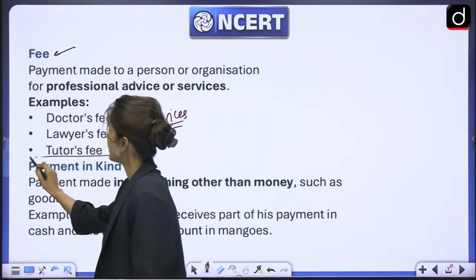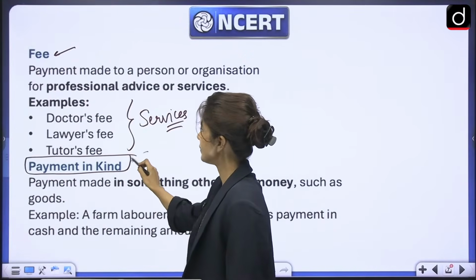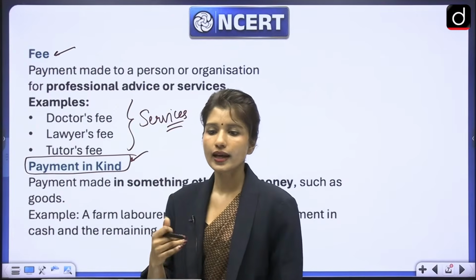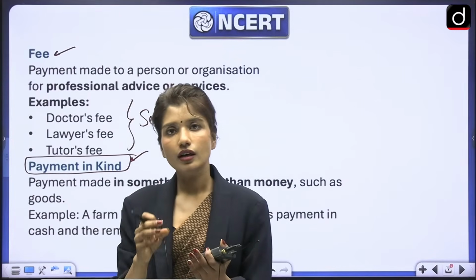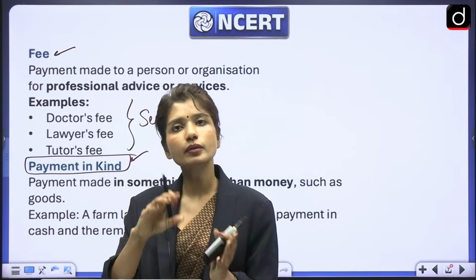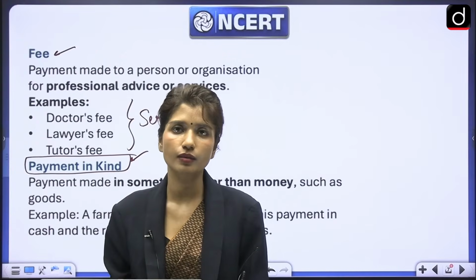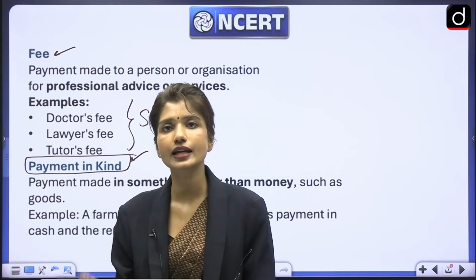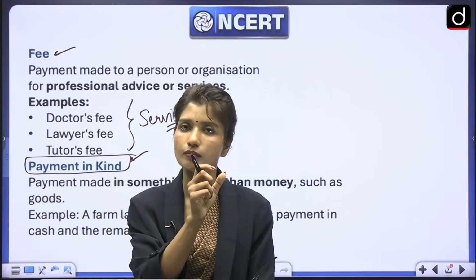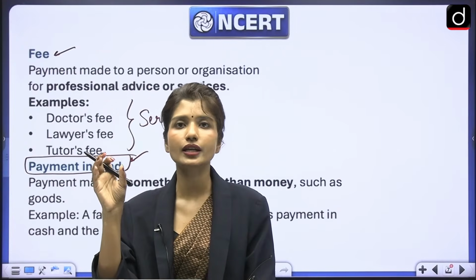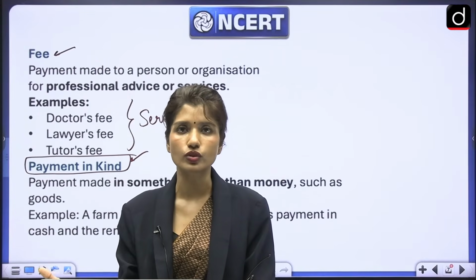Then there is payment made in kind. In kind means for something similar. So when you pay in something which is not money. For example, a farmer can be working in a field and he can get a part of his payment in money and the rest of his payment in terms of the crop that he grows, right?